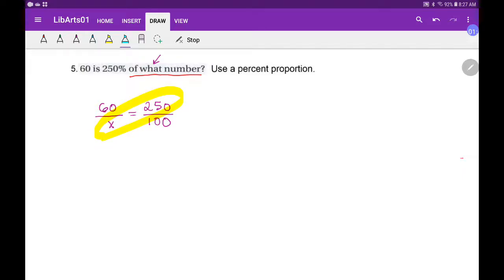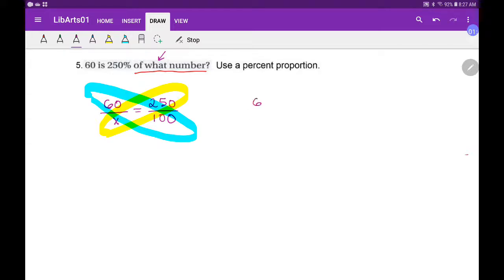We will do the butterfly method. Sounds good to me, butterfly. 60 times 100, that means add 2 more zeros, because 100 has 2 zeros. So I add 2 zeros to 60, is equal to 250 times x. And now I just say, well, let me get this 250 away from x. It's 250 times x, right? So I'm dividing to undo the multiplication. And I divide by 250 here.